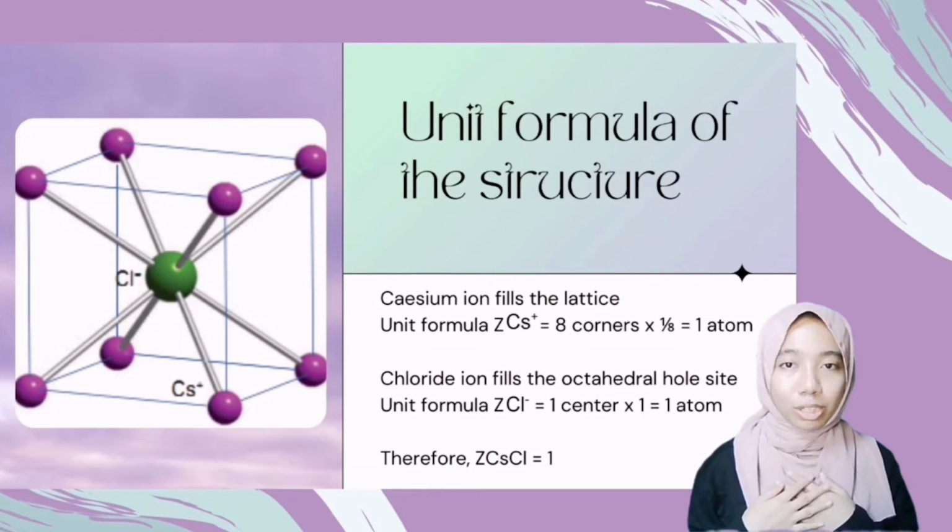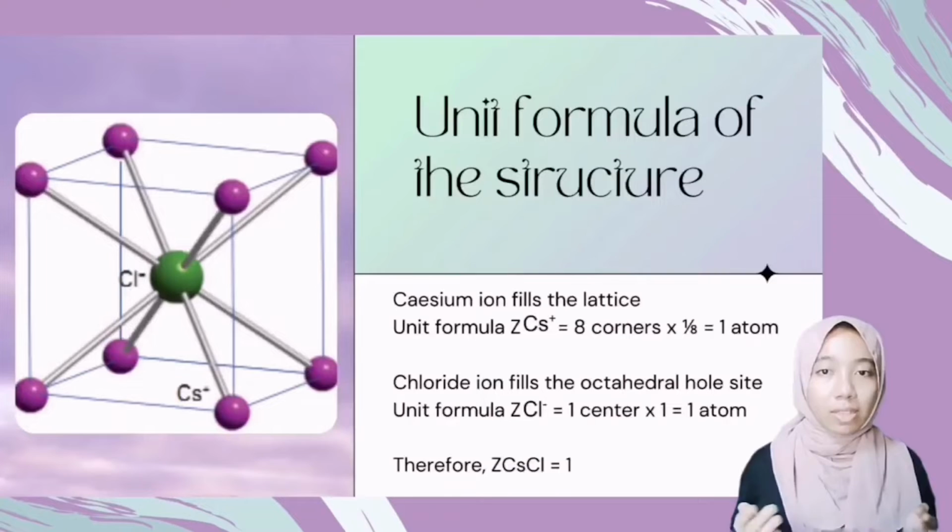Next, I will continue about the unit formula of the structure of caesium chloride. This is our model for caesium chloride. As I can show you from our model, the orange at the corner refers to the caesium ion, while the blue one at the center of the small unit cell refers to the chloride ion. Each chloride ion is surrounded by 8 caesium ions at the corners of its cube. The caesium ion fills in the lattice.